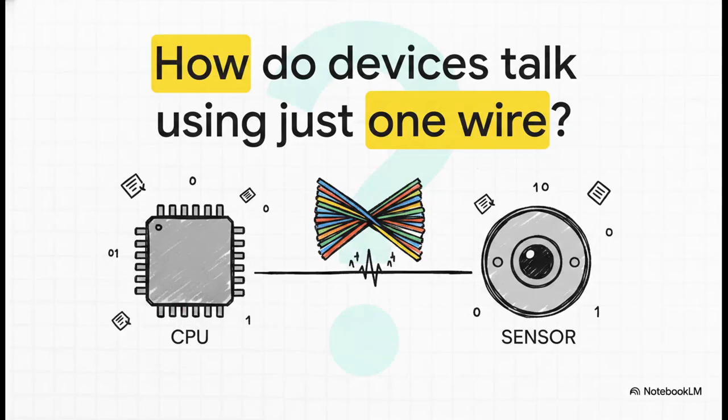Okay, let's just dive right into this by asking a pretty fundamental question. How do devices actually communicate? I mean, if two electronic devices, like your CPU and a sensor, want to talk, they could theoretically use 8 separate wires to send a whole byte at once, right? But that takes up a ton of physical space. So how do they manage to do it using just a single transmission wire?